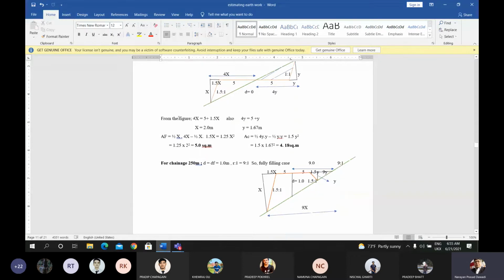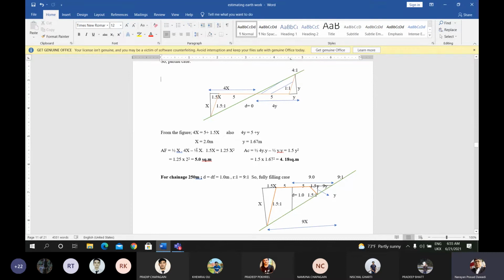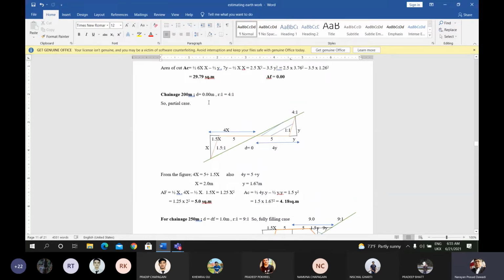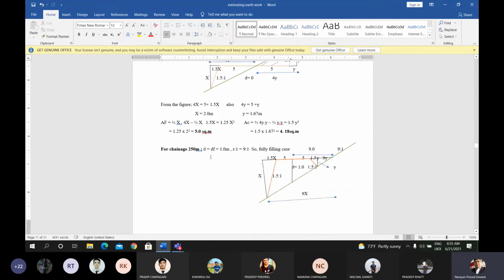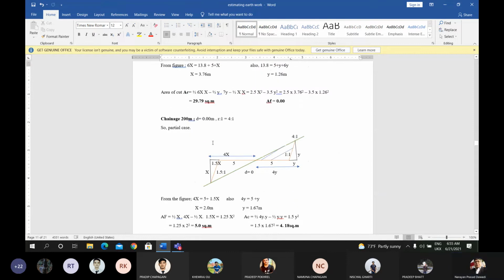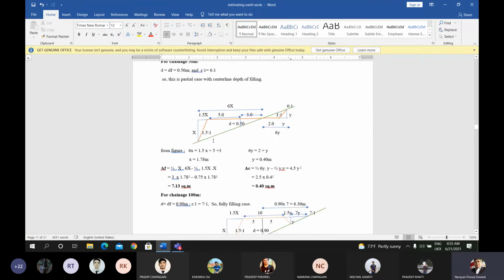So after knowing the value of x and y in the similar way, you can calculate the area of filling as 5 square meter and the area of cutting as 4.18 square meter. Now this is for the channel 200 meter. Now go to the channel for the 250 meter.